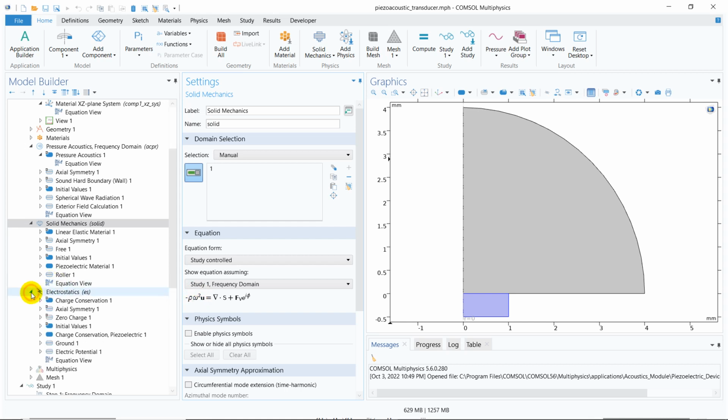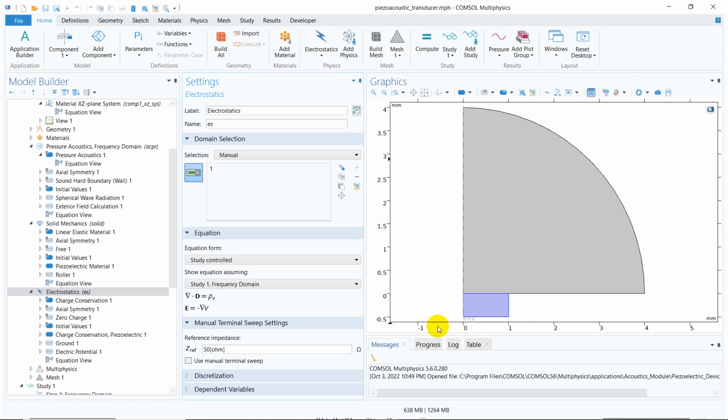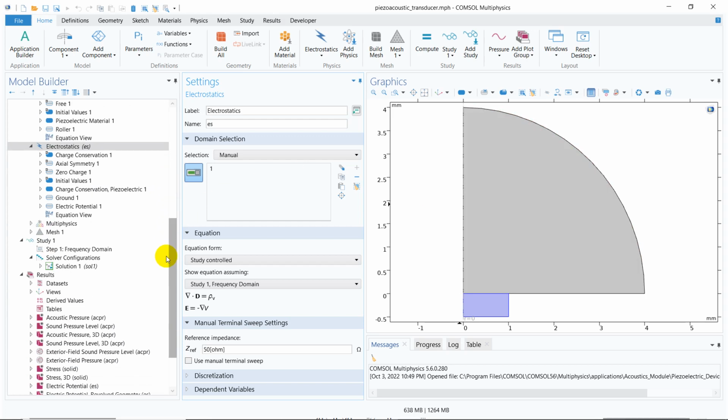Then you have this electrostatics. I have already talked about it in the previous video. This is basically solving, there is a voltage applied across this, and because of that voltage, this is basically a piezoelectric material. So it will start vibrating and that vibration will go to the solid mechanics equation, and that will again impart some force to the air in this particular domain, and the air will vibrate and it will create the acoustic pressure. So this is how we are solving.